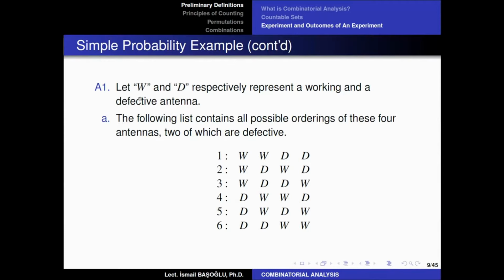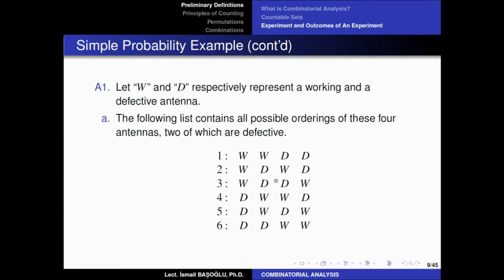I'm just going to use these 2 letters, W and D, to represent a working antenna and a defective antenna. And I have 2 working and 2 defective antennas. Now, if I randomly put these antennas in a linear order, I might have the first 2 antennas working like this and the third and the fourth antennas defective. So this is one of the possible orderings I may have with respect to working and defectiveness status.